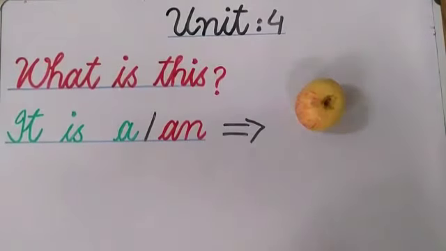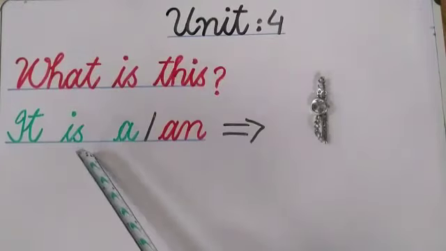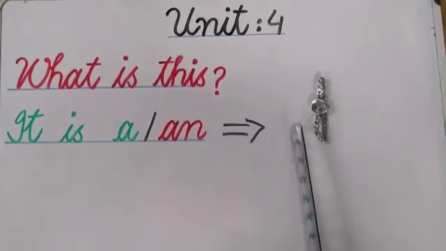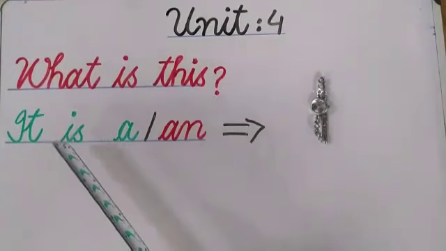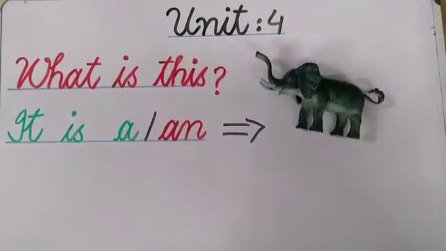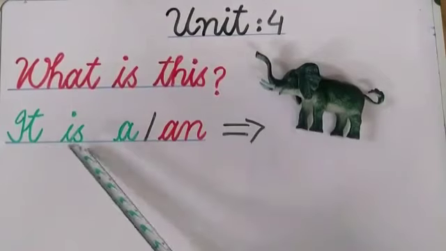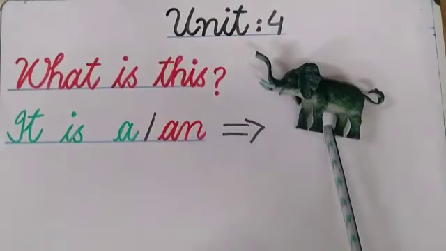Very good. Now look at the next object. What is this? It is a watch. Yes, now look at the next object and give me the answer. What is this? It is an elephant.